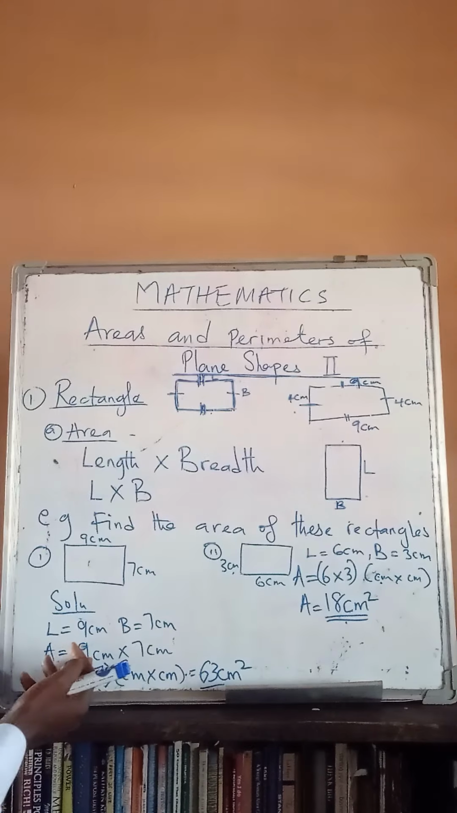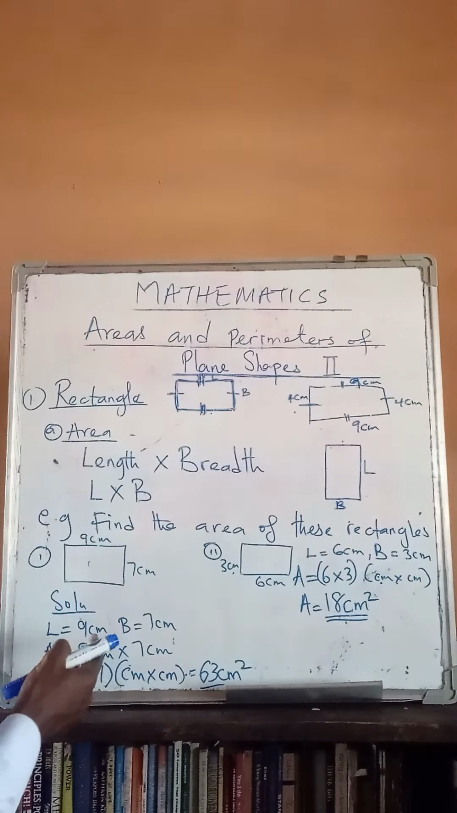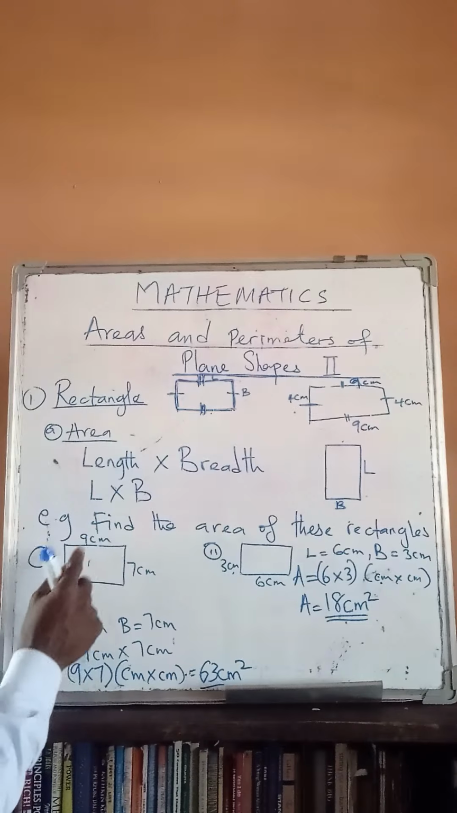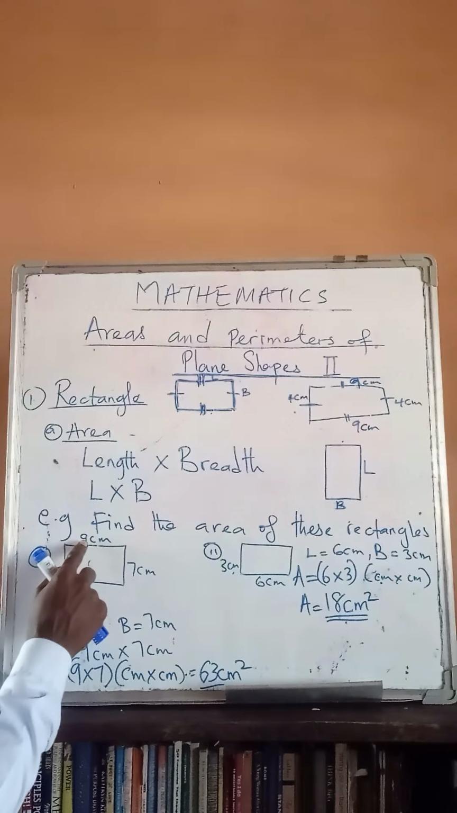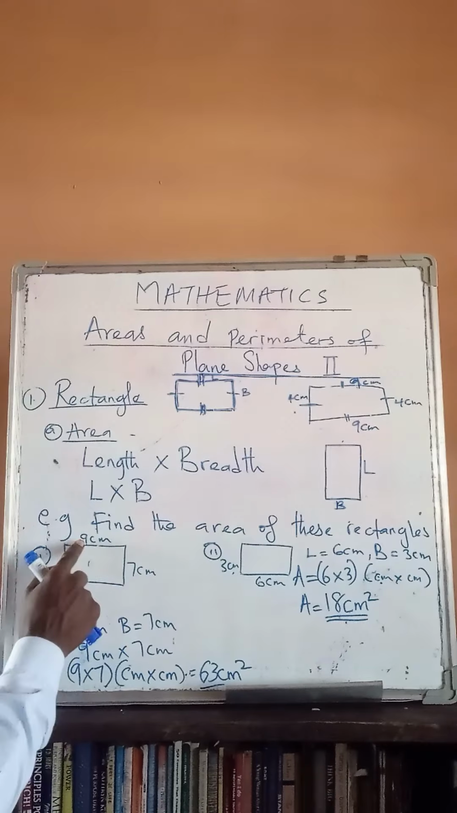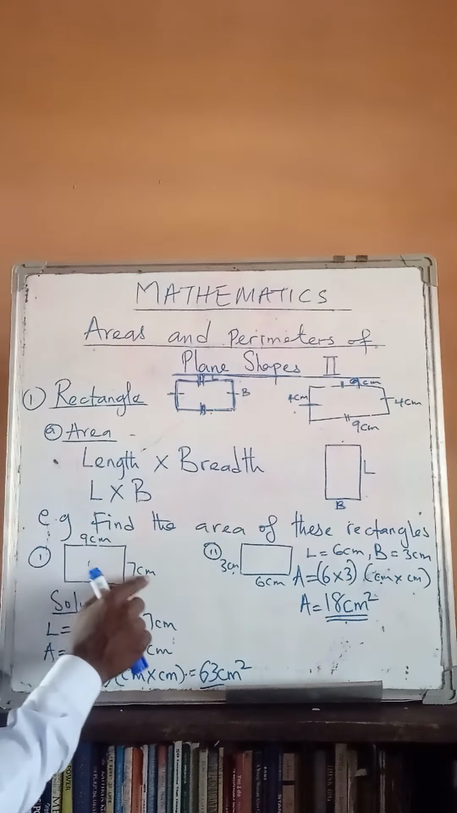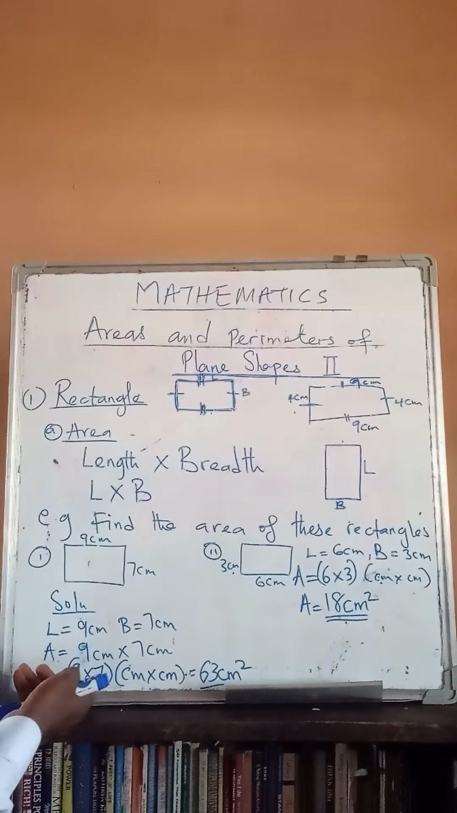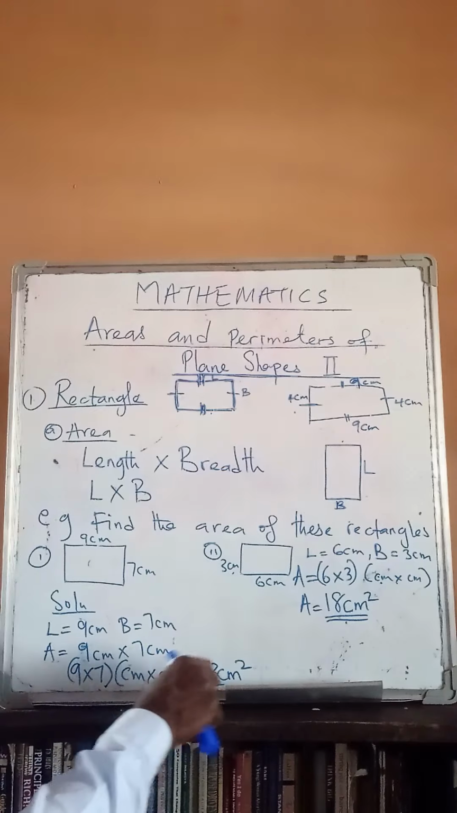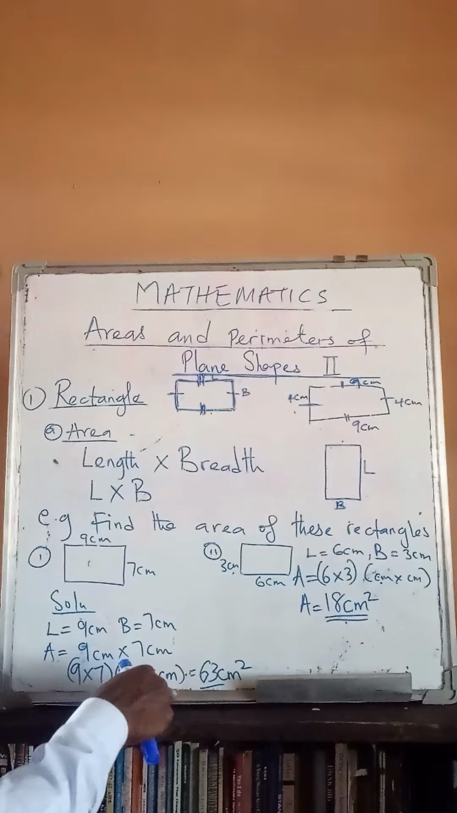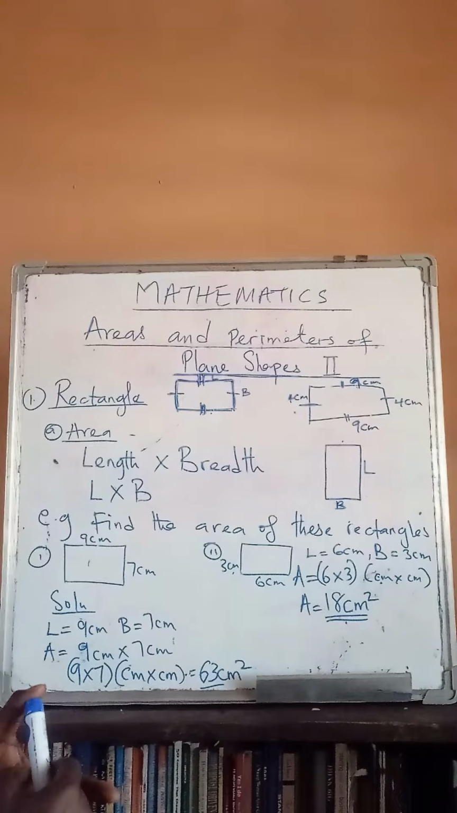To find the area, we have 9 centimeters times 7 centimeters. Now remember, in each of these numbers there are 2 parts. We have the number, which is the measurement, and then the dimension. 9 centimeters: this 9 we multiply by this 7, and this centimeters we multiply by this centimeters. 9 times 7 and centimeters times centimeters. 9 times 7 gives us 63, and centimeters times centimeters will give you 63 centimeters square. That is the total surface of this rectangle.